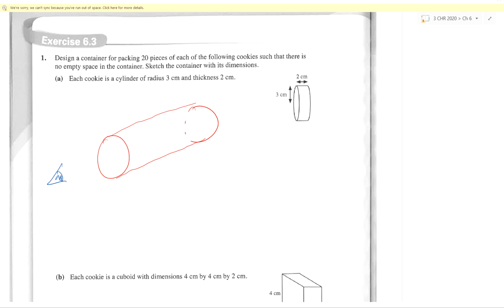Dimensions refer to the length, the breadth, the height, so on and so forth. So you can take reference from one piece of cookie over here. Okay, the radius is 3 cm. Remember, we are doing the repeat. We are repeating the same cookie over and over again. So when we get the entire packet of cookie, it should still have the same dimension.